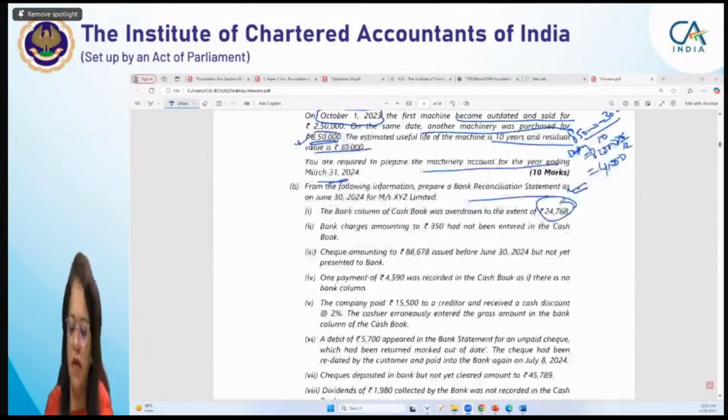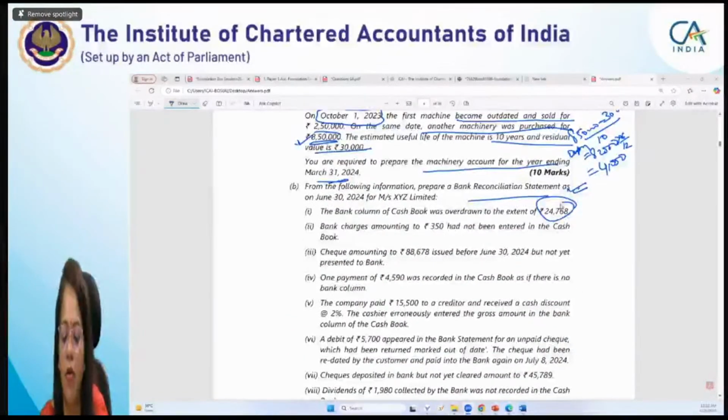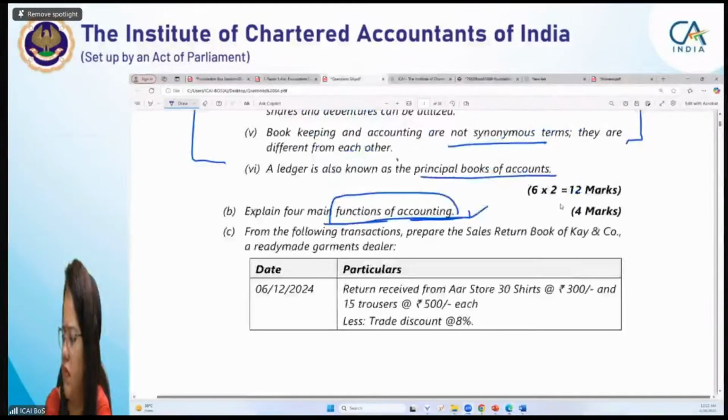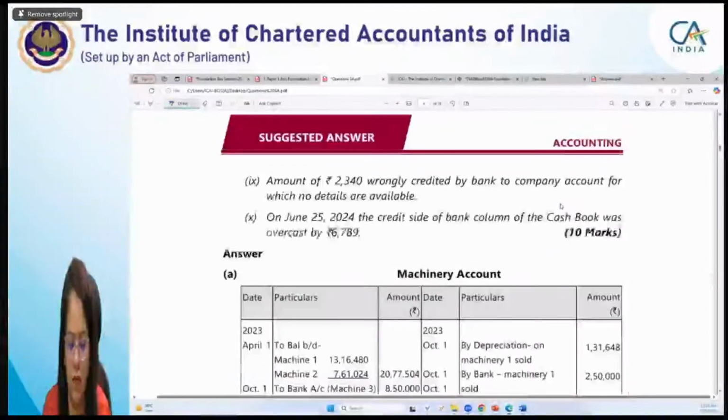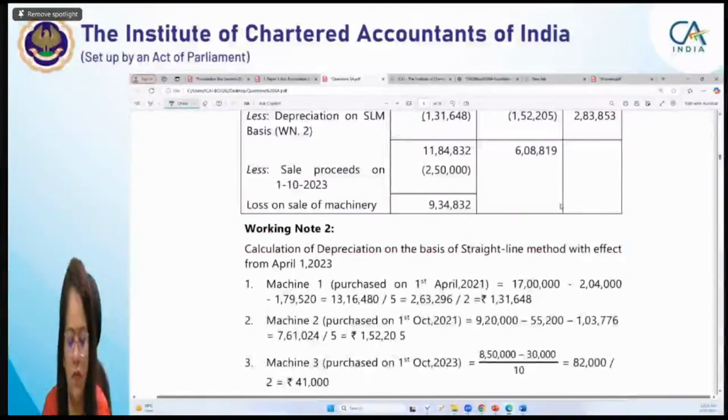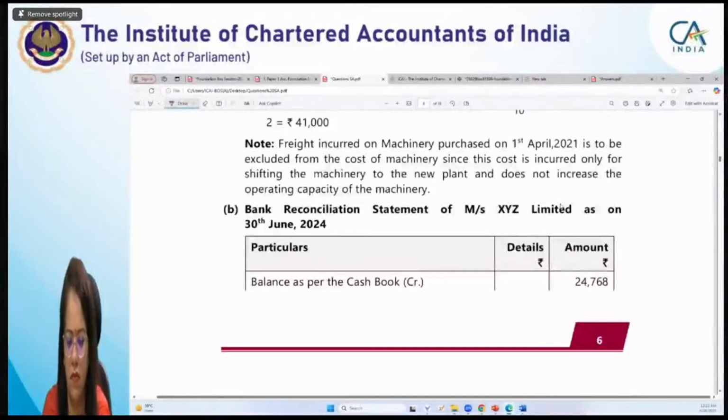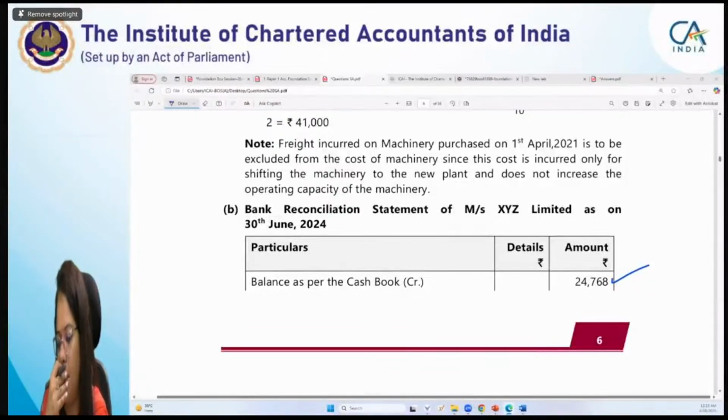See, in question में now the bank column of the cash book was overdrawn. ये overdraft है इस question में, right? एक second. You can see the balance as per cash book over यहाँ पे लिखा हुआ है हमने 24,768. Okay.